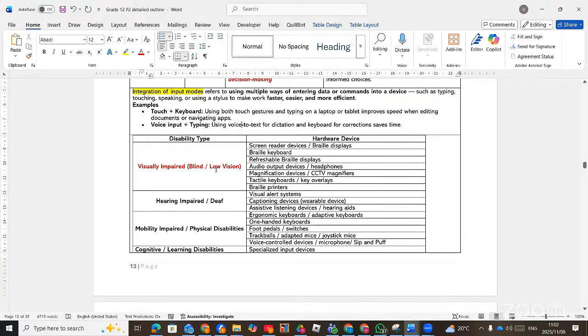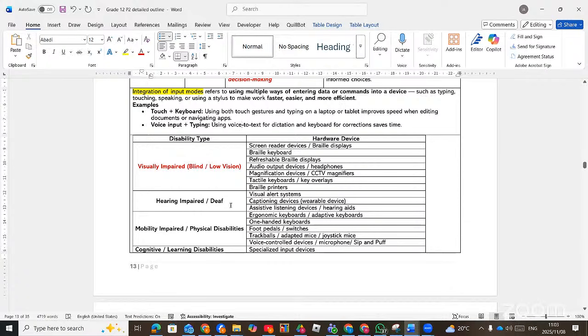Visually impaired users will need screen reader devices. If they are talking about hardware, you don't mention the software. If they are talking about software, a screen reader is acceptable, but for hardware, we have screen reader devices, or braille display. We have braille keyboards. We also have audio output devices like headphones. We have magnification devices. We have the tactile keyboard. We have braille printers also. These are the devices for someone who is blind or has low vision, visually impaired.